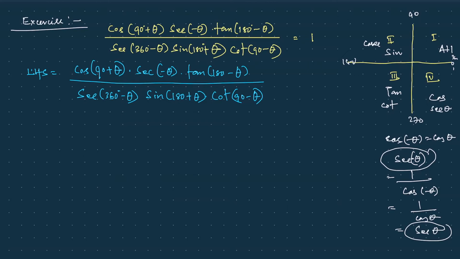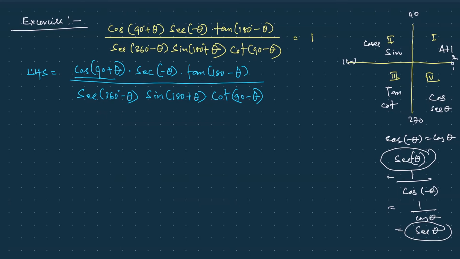Now look at cos of 90 plus theta. You can see this is the first term. Cos of 90 plus theta, here we have 90 degree. We know that cos of 90 plus theta, the function changes, cos changes to sine, so it is going to be sin theta.